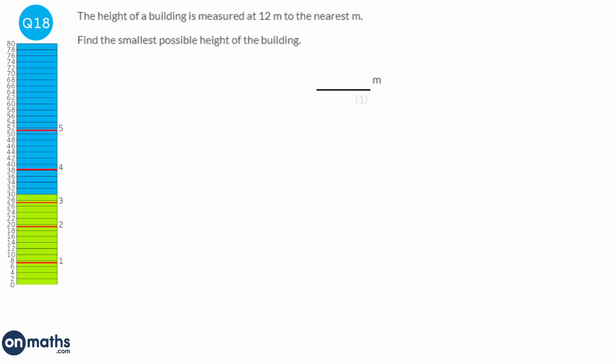To answer this question, I'm going to do a quick number line. And I'm going to put the 12 meters on my number line. And I'm going to think what the next number down would be that it could have rounded to. Well, it's 12 to the nearest meter, so the next number it could have rounded to is 11. And to find the minimum it could have been before rounding to 12, all we need to do is find the halfway point between 11 and 12, which is obviously going to be 11.5. So our answer is 11.5 meters.